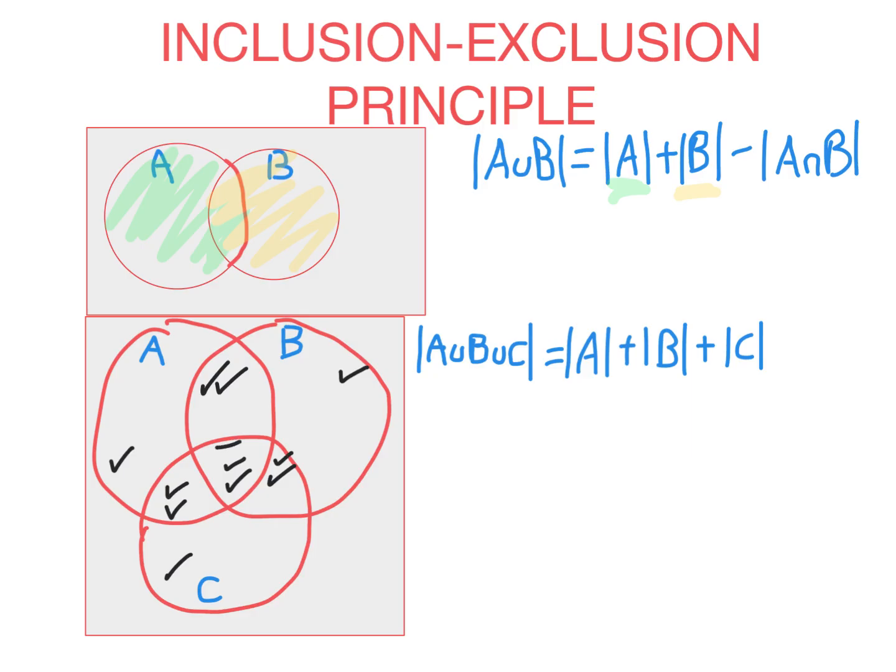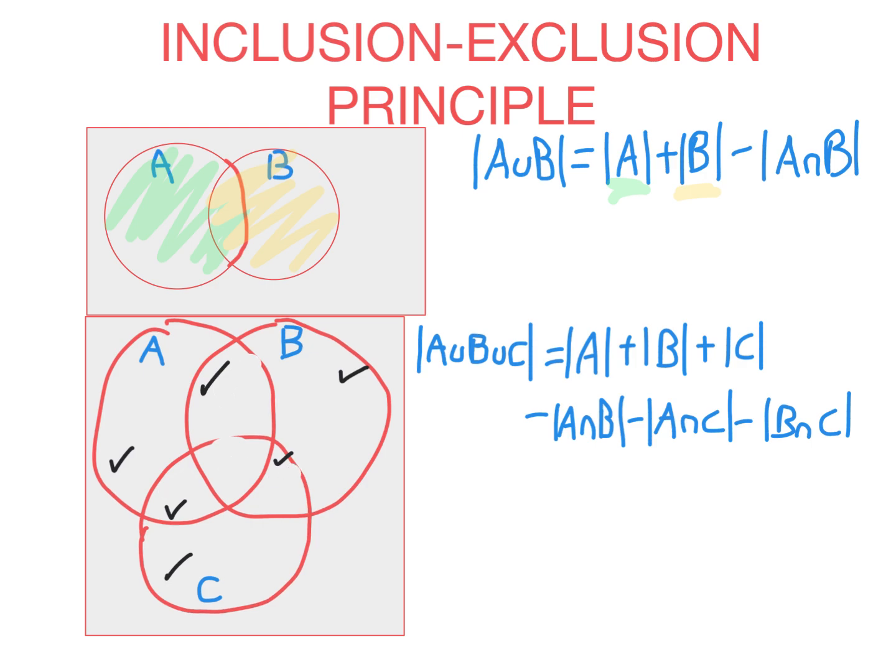So then what we do is we subtract those that are in at least two sets. So we're going to take away all the ones that are in A and B, so that includes the ones that are here and also here. Then we're going to subtract the ones in A and C, so we're going to subtract one of those and one of those, and then we're going to subtract those that are in B and C.